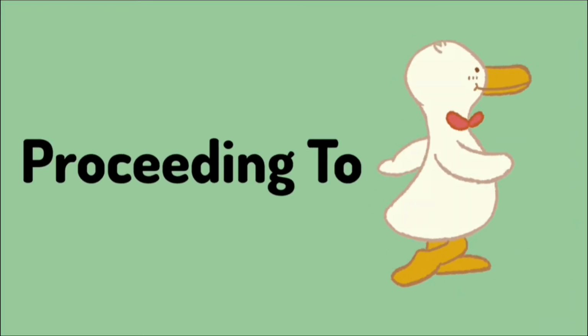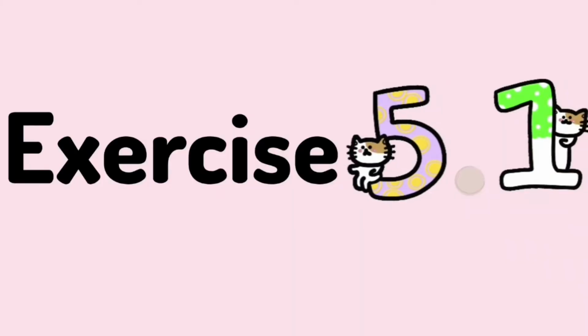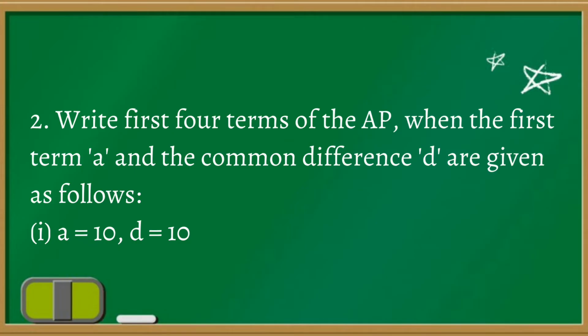Now proceed to question number 2 of exercise 5.1, which says: write the first four terms of the AP when the first term A and the common difference D are given as follows. तो इस क्वेश्चन में हमें फर्स्ट टर्म दिया हुआ है और कॉमन डिफरेंस दिया हुआ है और हमसे बोला गया है कि AP मतलब सीरीज के स्टार्टिंग के फोर टर्म्स हमें लिखने हैं.